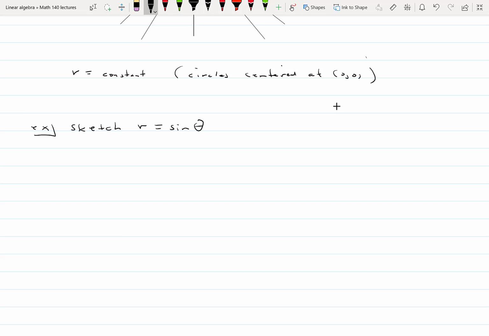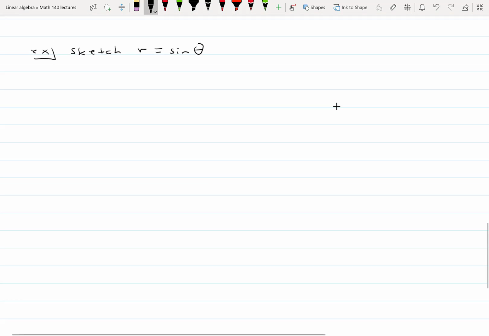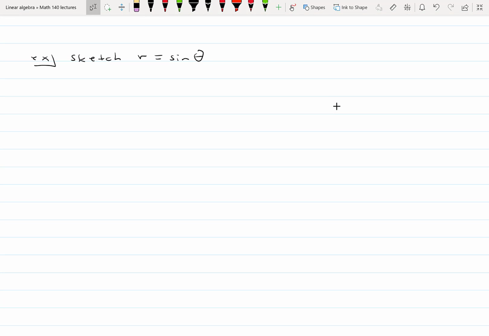All right, first of all, we need to construct a chart of values. The size of the chart of ordered pairs for r and theta really depends on us. We graph enough points to get an idea of what the curve maybe looks like. So we're going to choose angles that are familiar to us: 0, pi over 6, pi over 4, pi over 3, and pi over 2, and we'll see what happens.